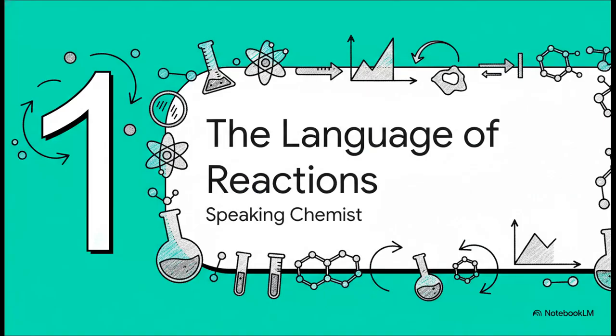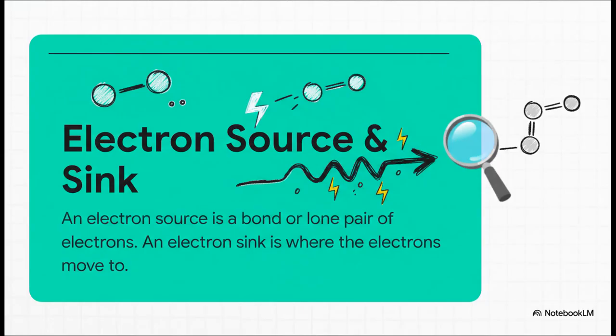Okay, first things first. Before you can understand any story, you need to know the language, right? For chemists, that language is all about showing how and why reactions happen. At the very heart of it all, every single chemical reaction is just about electrons moving around. That's it. Think of it like a simple circuit. You've got a source, where the electrons come from, and a sink, where they're heading. This simple flow is what makes and breaks bonds. It's what creates, well, everything.